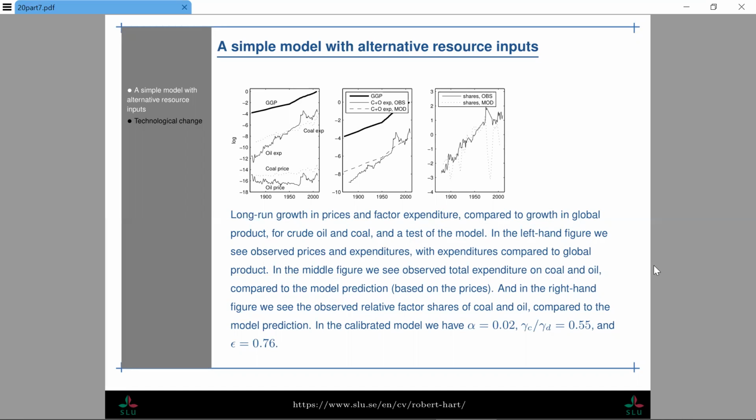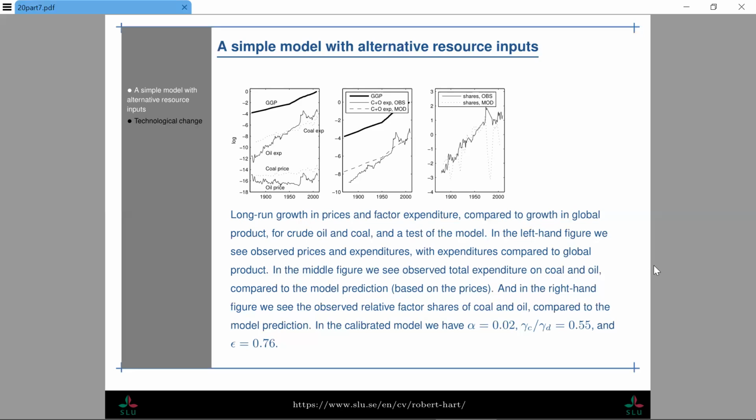What's the second figure showing? The second figure is showing the sum of expenditure on coal and oil, in reality, that's the continuous line, and in the parameterized model. So the model says there should be a fixed share, and the data shows it's more or less a fixed share, apart from the massive short run fluctuation around 1970, 1980. If anything, the share has increased somewhat, hasn't it?